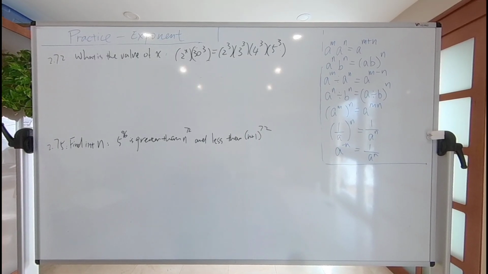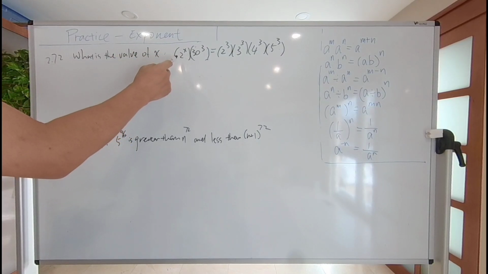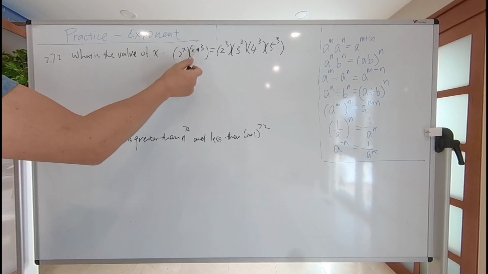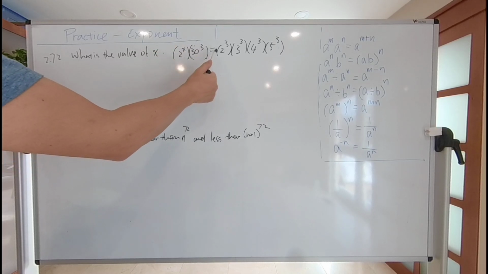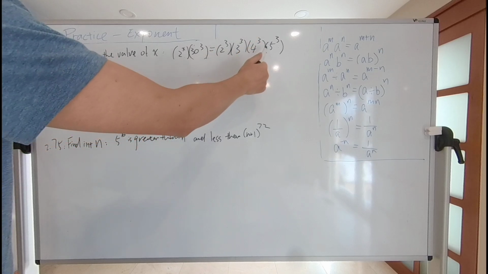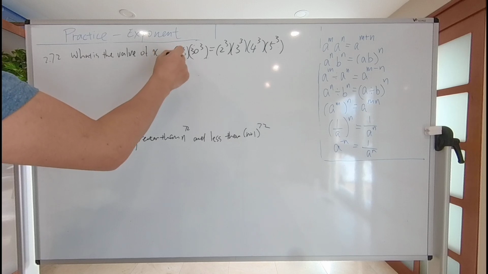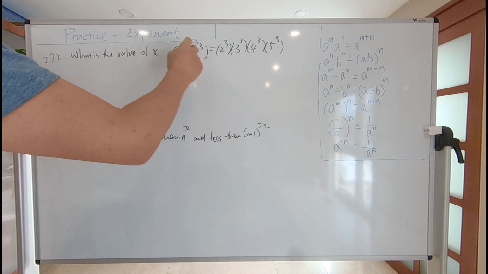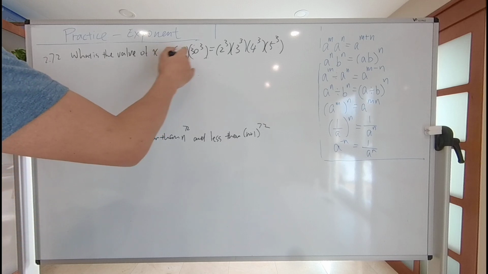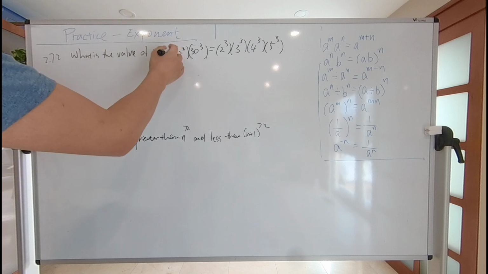The next question, what is the value of x if we have this equation such that 2 to the power of x times 30 cubed equals 2 cubed times 3 cubed times 4 cubed times 5 cubed. So basically I have unknown x on the left hand side of the equation. I have a bunch of other numbers in other places. So how do we solve for x from here? It looks like we can't just solve it directly.